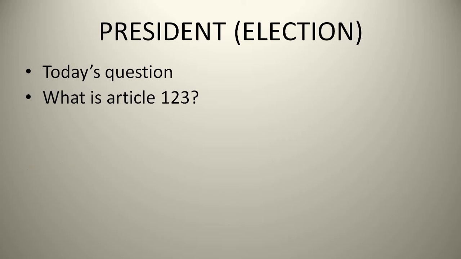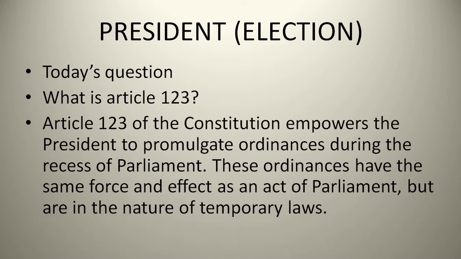Today's question. What is Article 123? Article 123 of the Constitution empowers the President to promulgate ordinances during the recess of Parliament. These ordinances have the same force and effect as an Act of Parliament but are in the nature of temporary laws. It means when Parliament is not in session, then the President can promulgate some important laws, or we can know them as ordinances, to maintain the routine. And this is in Article 123 of the Constitution of India.